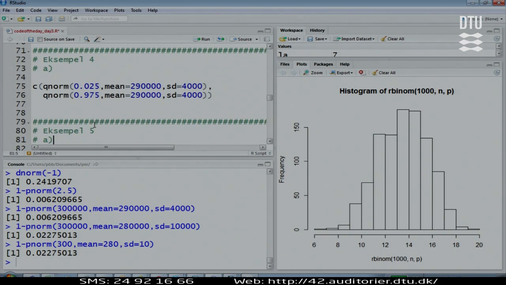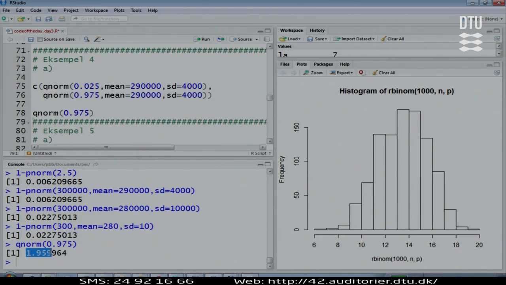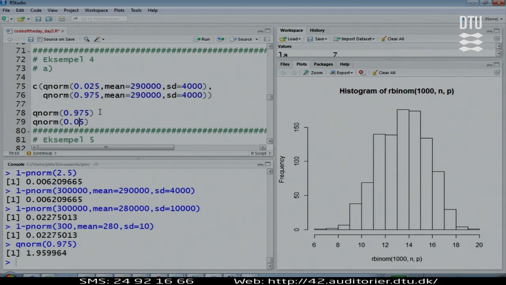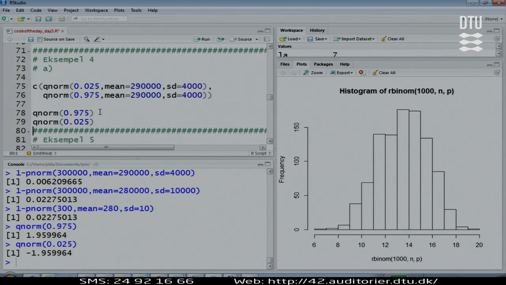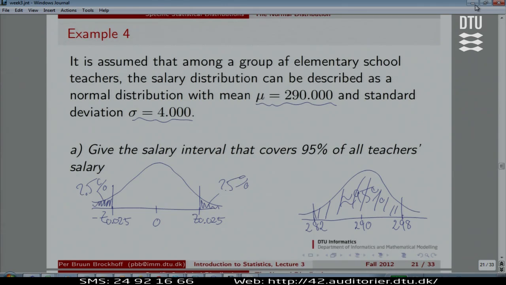Let me try to do qnorm 0.975. What is the point on the normal distribution that has 2.5% to the right of it, 97.5% to the left of it? 1.96, right? If we take the other one, which point has exactly 2.5% to the left of it? pnorm is probabilities to the left of it, and qnorm is the exact inverse function of the pnorm. We, of course, get the symmetric, the other one, minus 1.96. So we found that this one is minus 1.96, this one is plus 1.96.